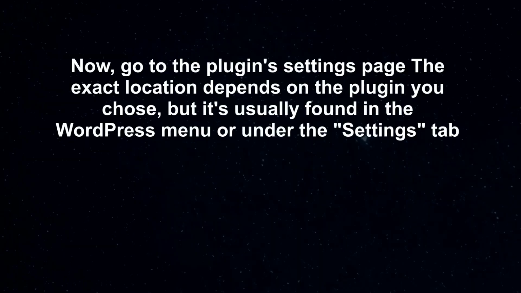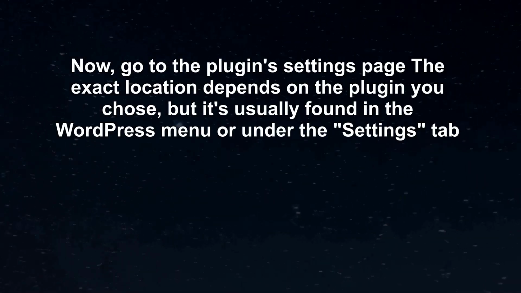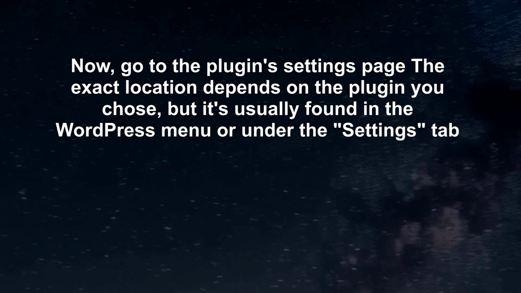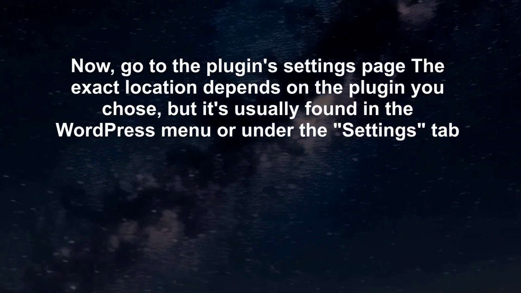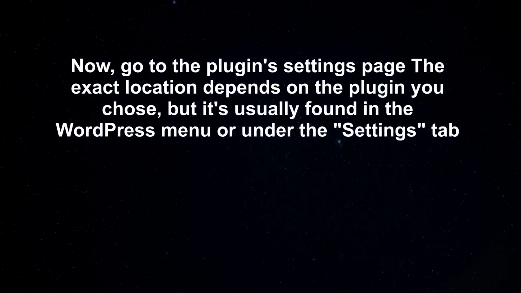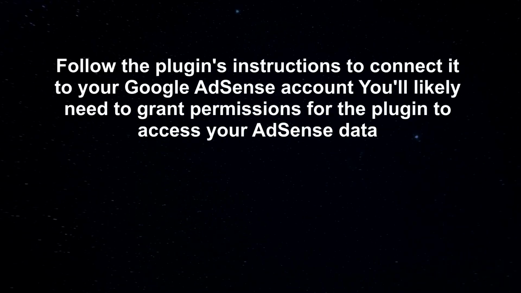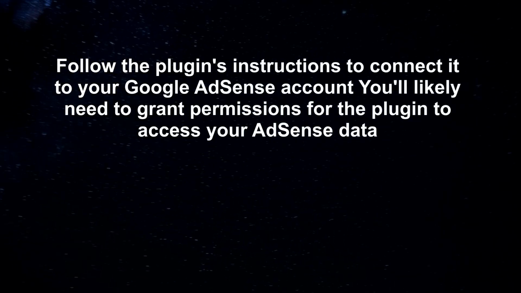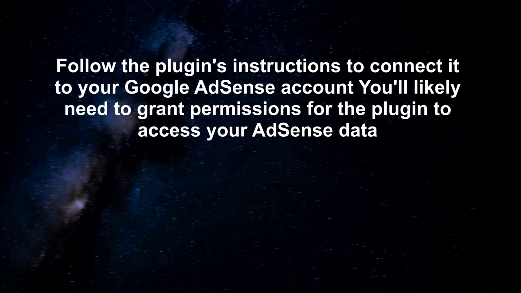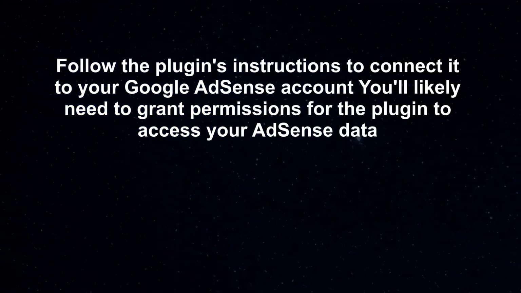Now go to the plugin's settings page. The exact location depends on the plugin you chose, but it's usually found in the WordPress menu or under the Settings tab. Follow the plugin's instructions to connect it to your Google AdSense account. You'll likely need to grant permissions for the plugin to access your AdSense data.